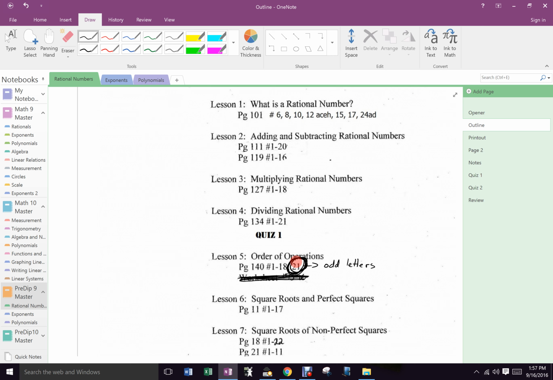Are all letters like A, C? A, C, E. You skip a letter. If you want to start with B, then do B, D. I don't care. You don't have to do it all. That's all I'm telling you.